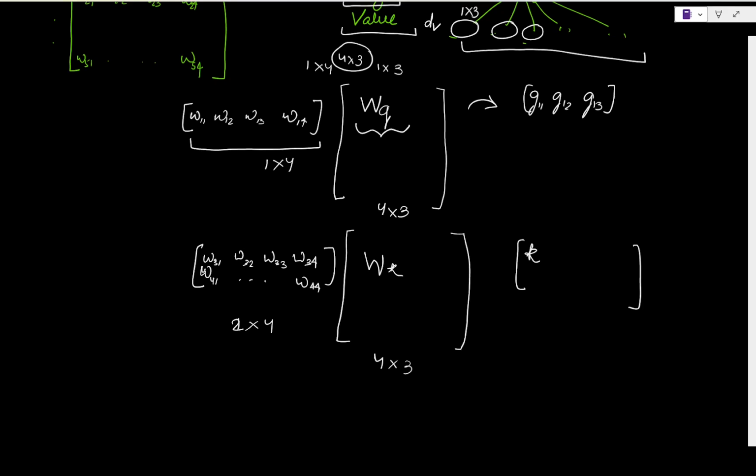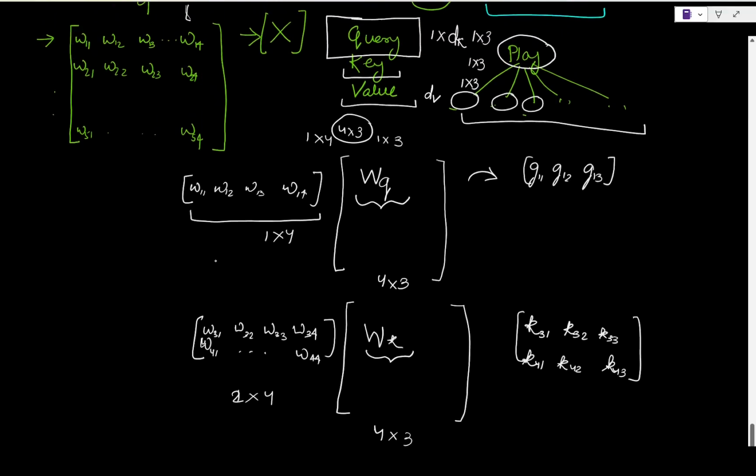So once I do this multiplication with this key weight matrix, which can again be learned by the model during the training process, I'll get key representations of to, K31, K32, K33, and I can get the key representation of play, which is K41, K42, and K43.